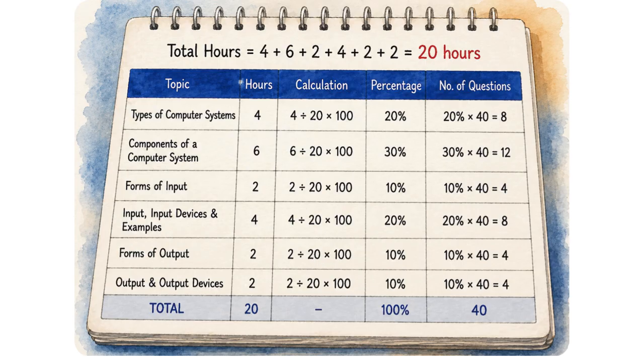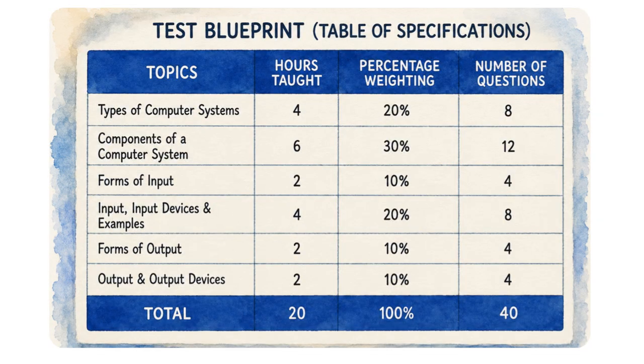This is the completed test blueprint. It shows the topics taught, the number of hours spent teaching each topic, the percentage weighting assigned to each topic, and the final number of questions allocated. This blueprint now serves as a guide for writing the actual test.